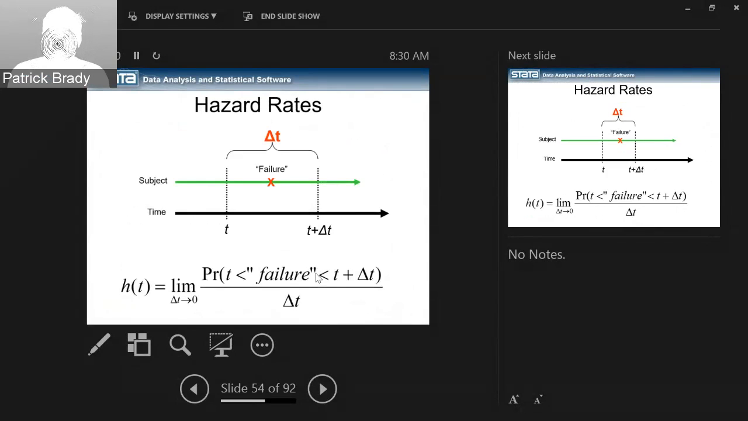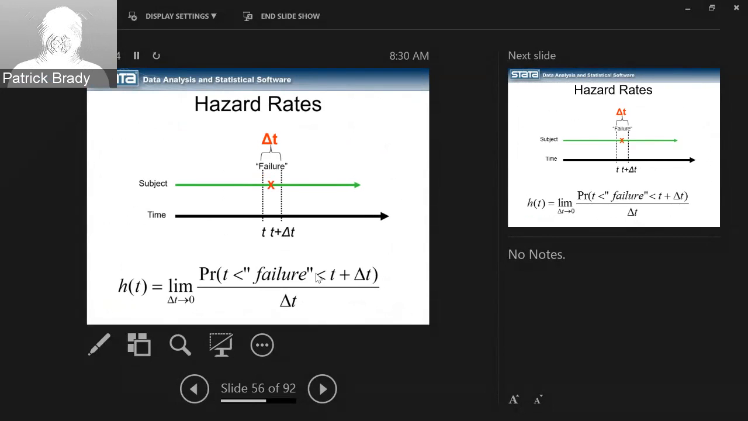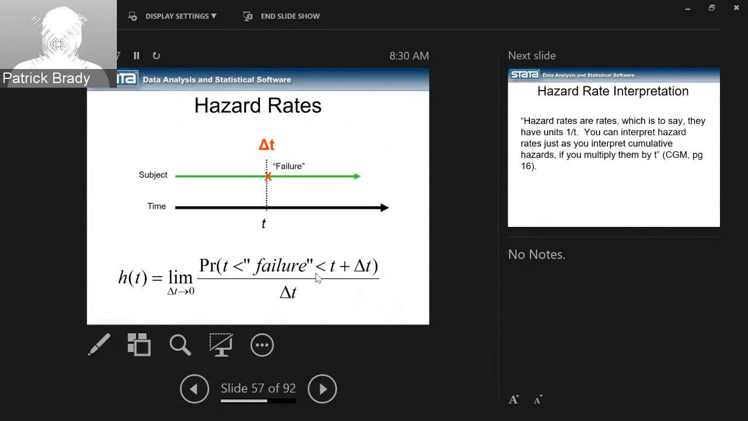So let's look at a picture and see if this makes more sense. I'm interested in the time between time t and t plus delta t, and I want to let delta t shrink. So does failure occur in this interval? Does it occur in this interval? Does it occur in that instant? Okay, and that's what I'm interested in, instantaneous risk, instantaneous probability of failure. So I'm going to refer to that as a hazard or a hazard rate.